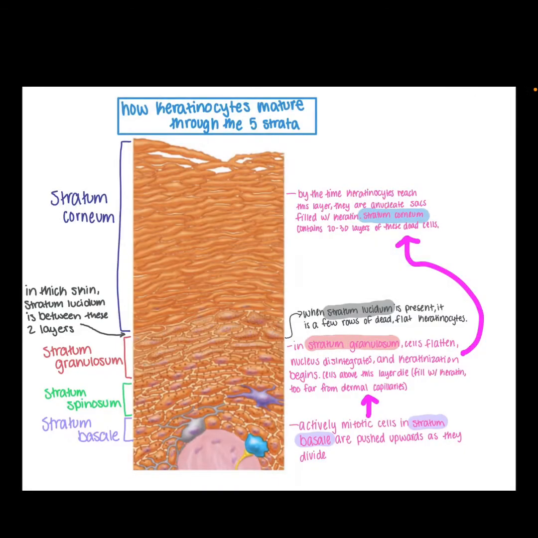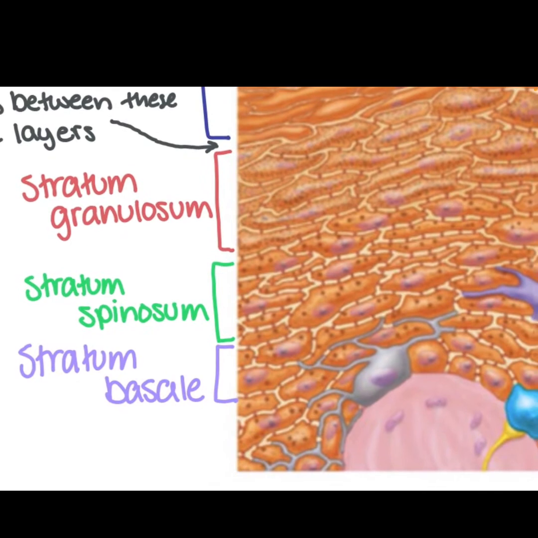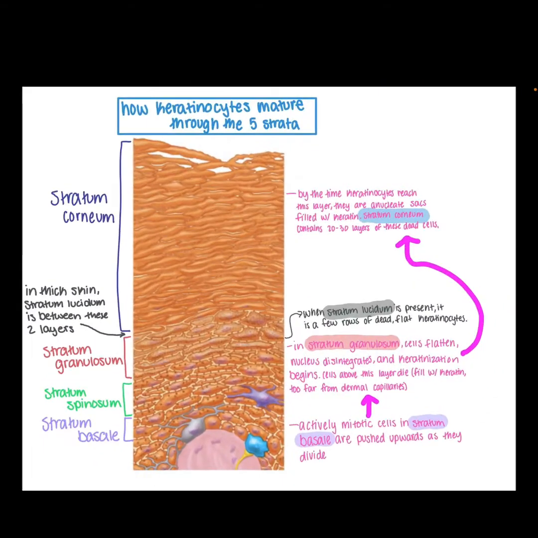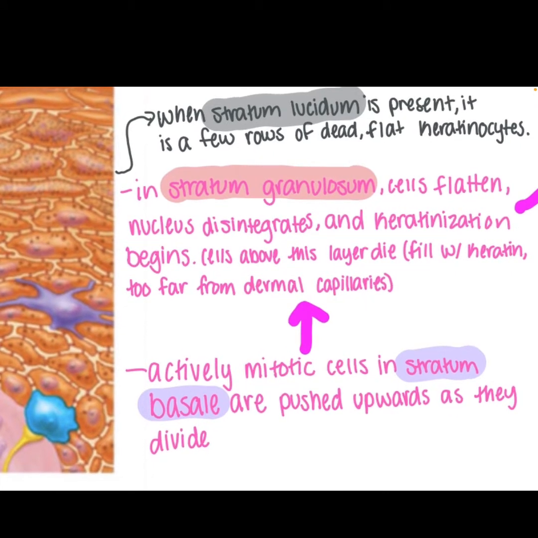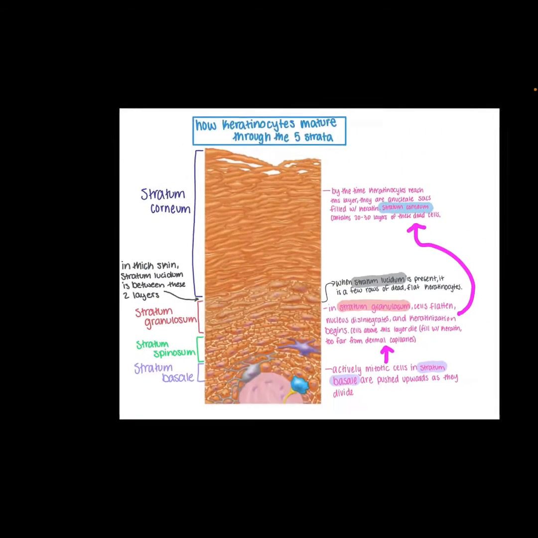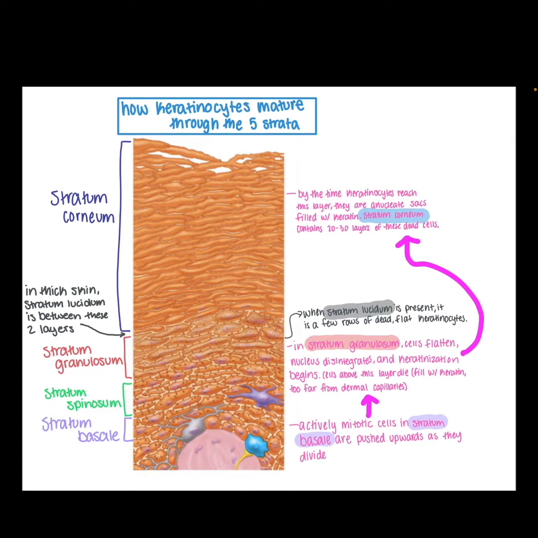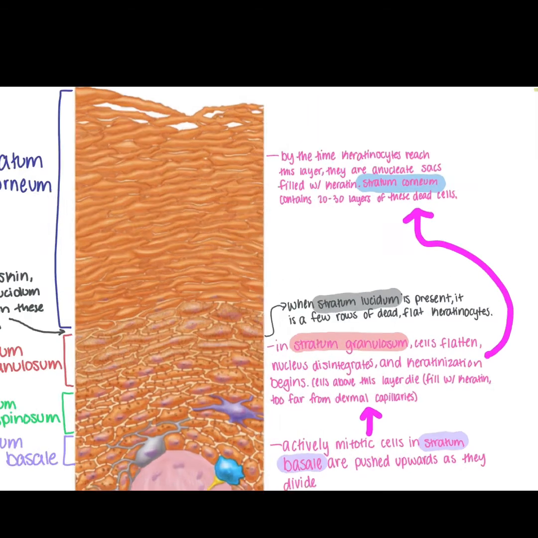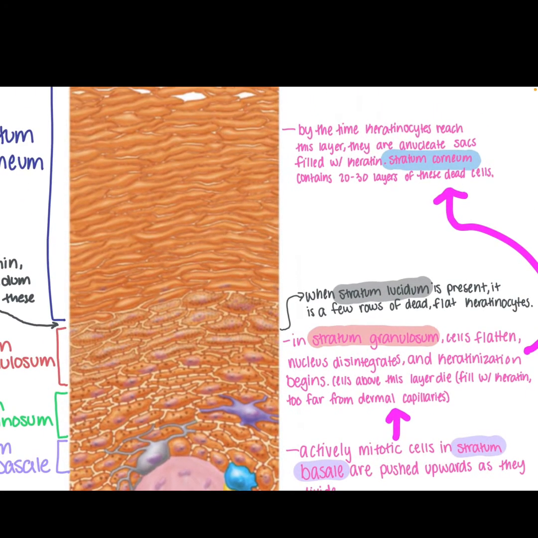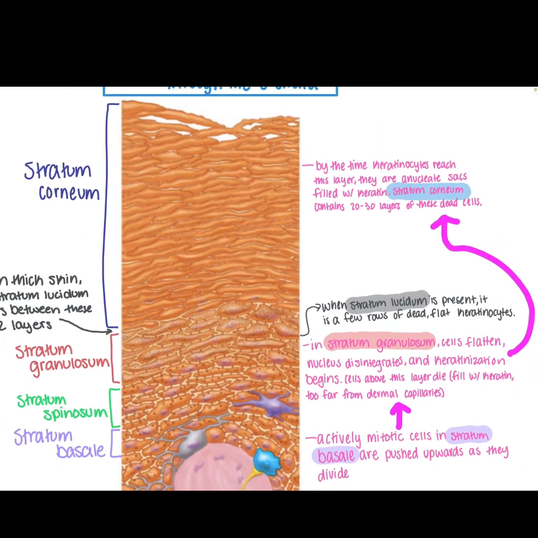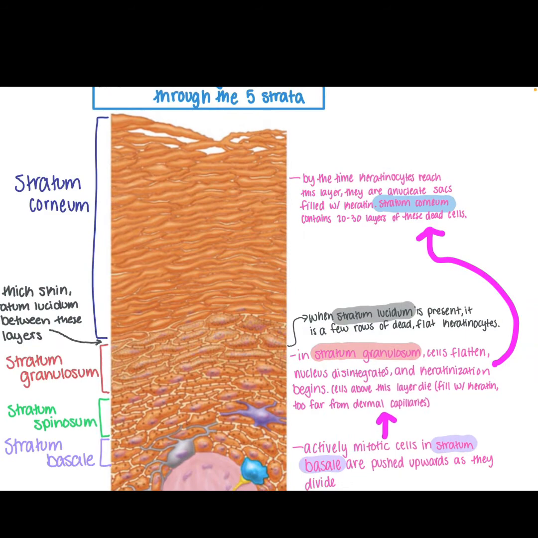The keratinocyte cells begin in the stratum basale, which is the bottom layer of the epidermis. They are actively mitotic cells that are pushed upwards as they divide, through the stratum spinosum into the stratum granulosum. When they're in the stratum granulosum, the cells flatten, the nucleus disintegrates, and keratinization begins. All cells above this layer will die because they become filled with keratin and they're too far from dermal capillaries.